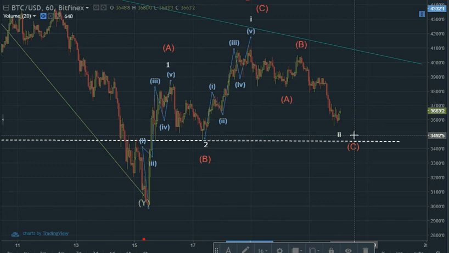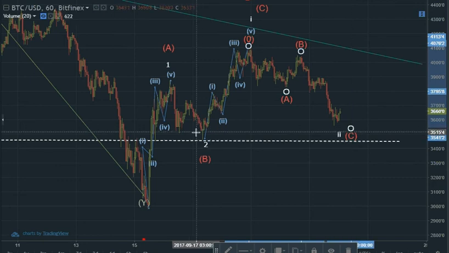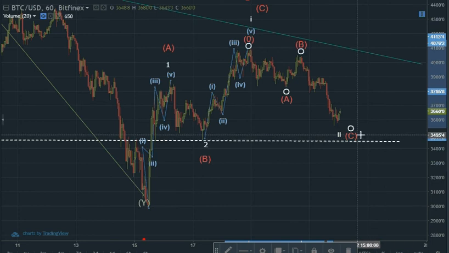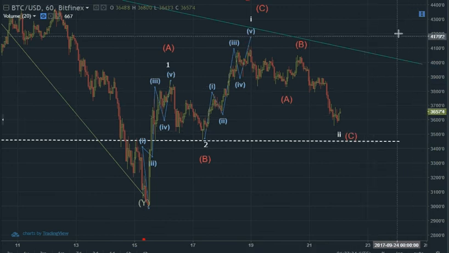And let's say C ends just above, and you can see a little candlestick spike down here. Then that's still valid as well, as a 1-2 relationship of waves 1 and 2 of 3. And then from there it could start surging.